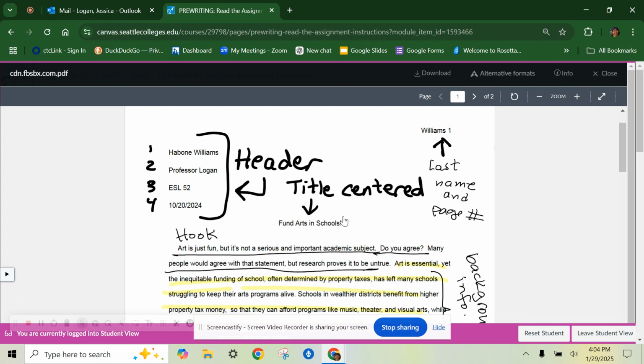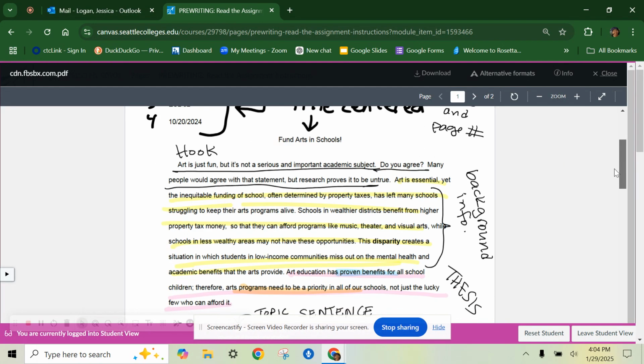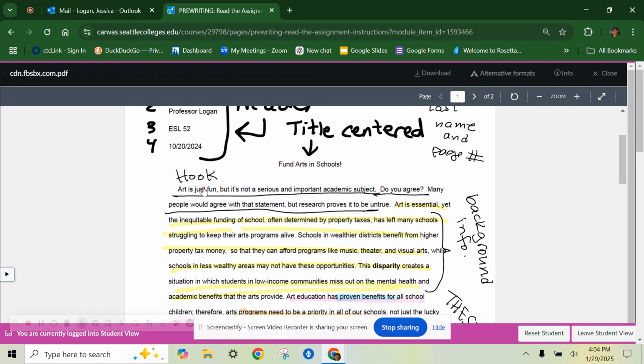You will need a header. You will need your title centered. You will need your last name and page number in the upper corner. Clearly, you don't need to write words on your page. I did this to annotate the page for you. You will see here that we start with a hook.